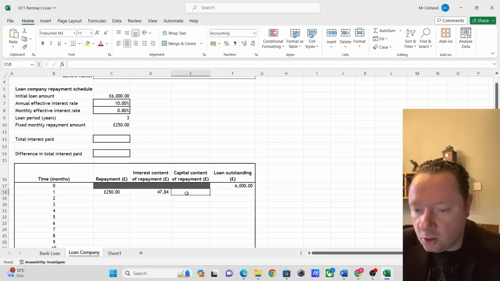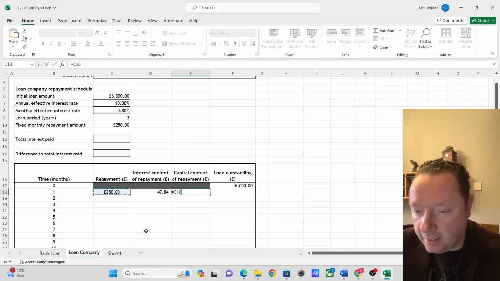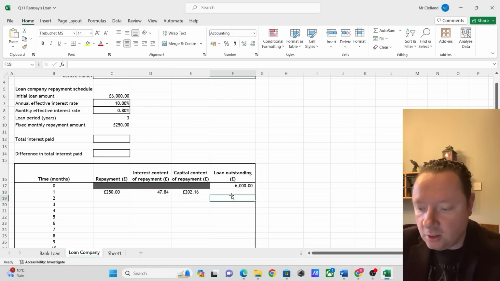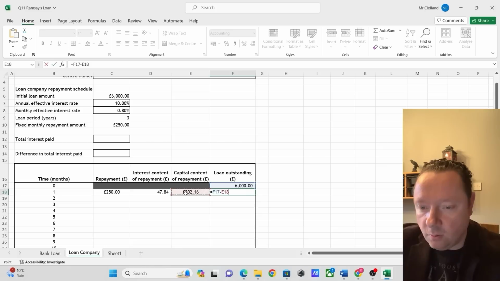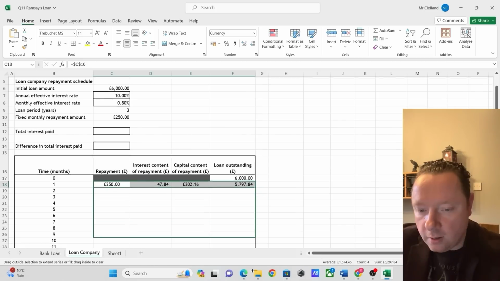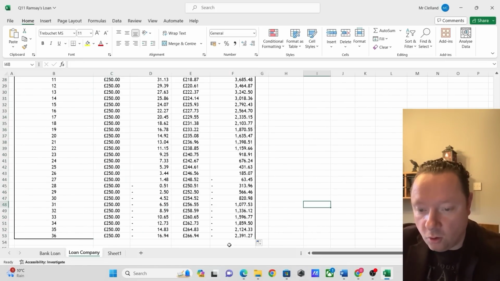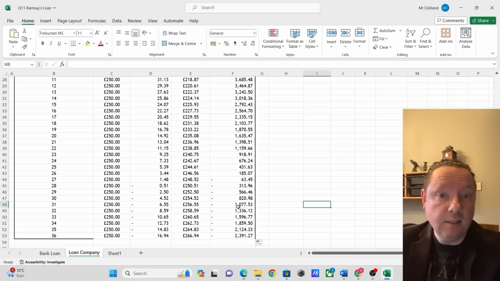Capital content is just going to equal the repayment minus the interest. Press equals again. And the loan outstanding is just going to equal the loan outstanding it was minus the capital content. And we can press equals. And now we can copy that down to 36 months. And it fills it all in, but obviously it's all wrong, because at the end, it shouldn't owe anything.